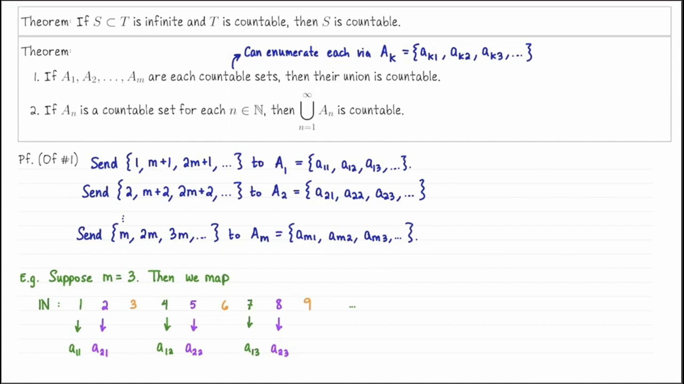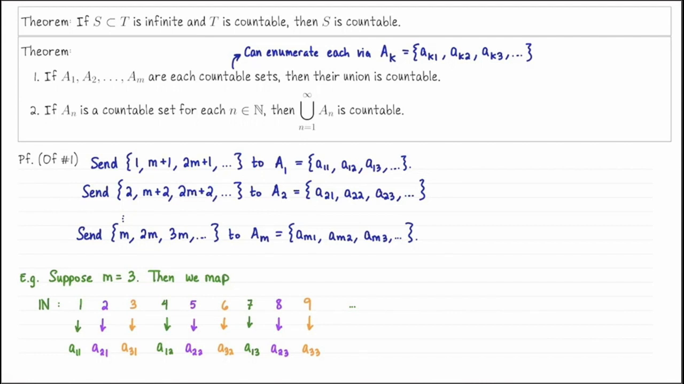Lastly, we send 3, 6, 9, 12, 15 to A31, A32, A33, on and on. So 3 goes to A31, 6 goes to A32, 9 goes to A33, and we would continue across the natural numbers in this way. So here I don't have a formula for this bijection, I have a description for it. And, is it really a bijection?